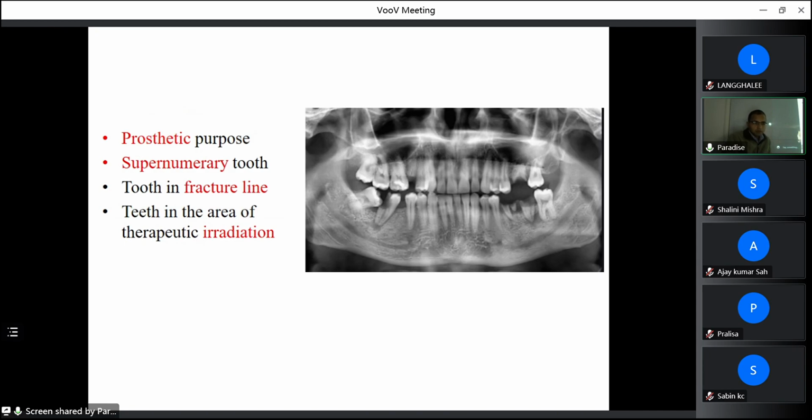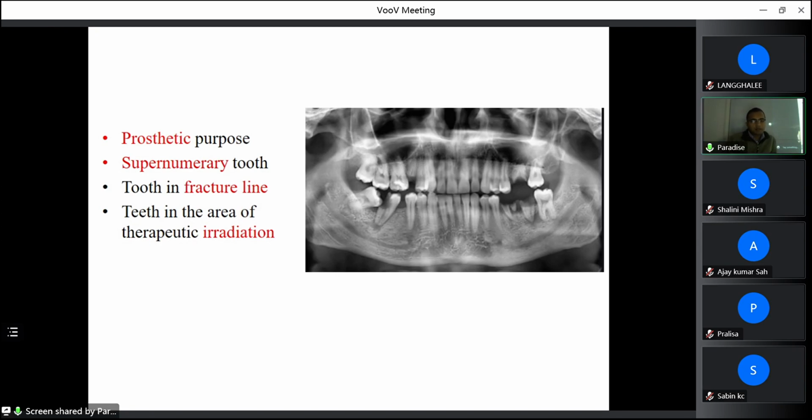there is tooth in the fracture line. If the tooth is present in the fracture line, it again depends on the condition. In all conditions, you don't have to extract the teeth. If the tooth is fractured, if it is associated with pathology, cyst or tumor, or the tooth itself is carious, or if it interferes with occlusion, or if the bone can't be reduced without extraction, then you have to remove the tooth. In other cases, most of the time, you don't have to extract the tooth, even though the tooth is present in the fracture line.